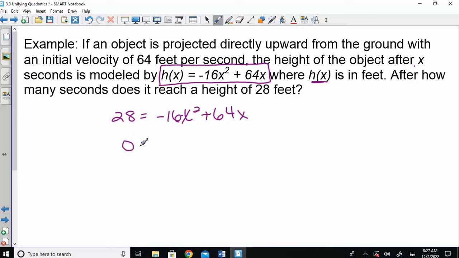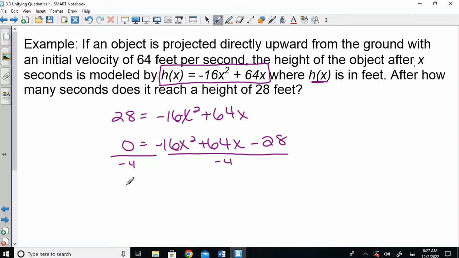Okay, so if we put everything on one side, it doesn't matter which side you take it to. We have a greatest common factor, so I'm going to divide everything by -4 on both sides.